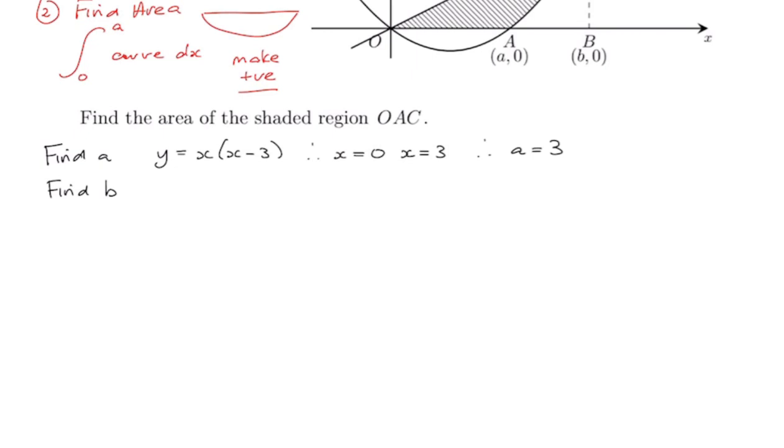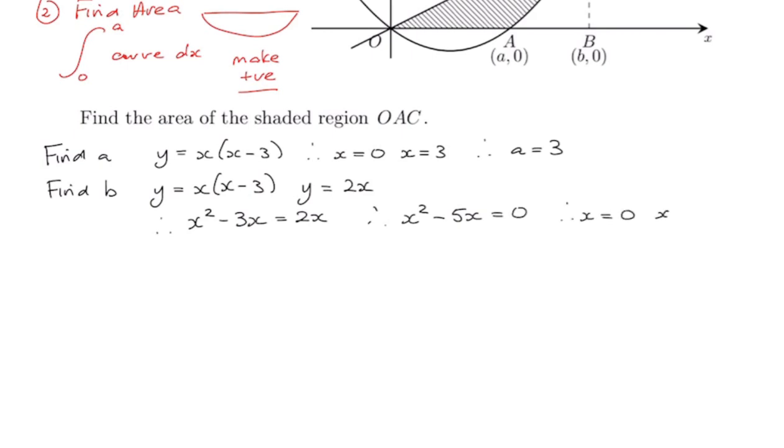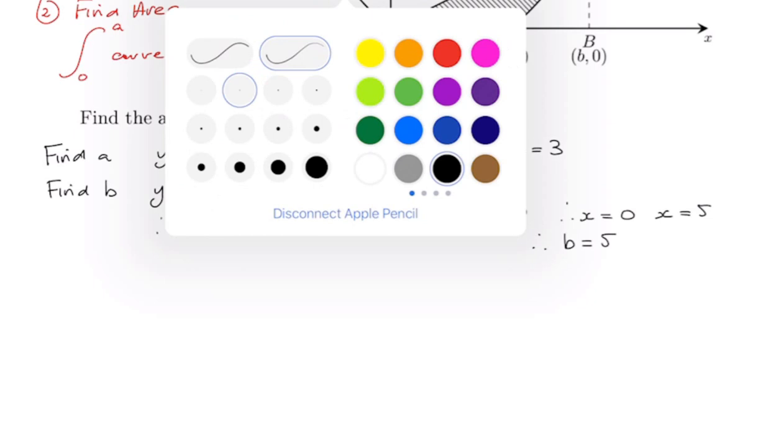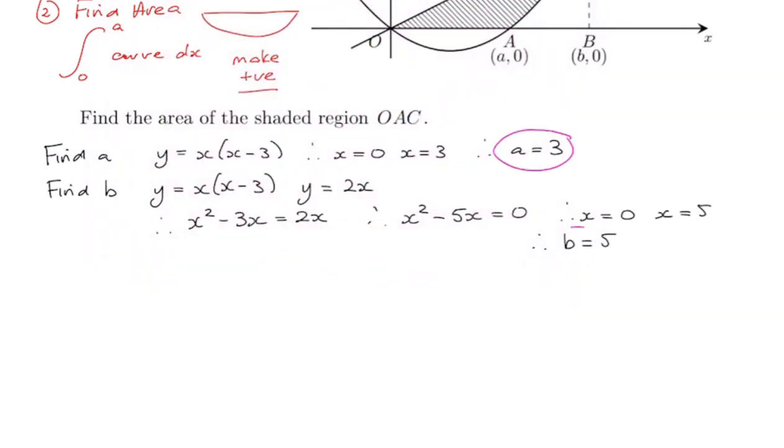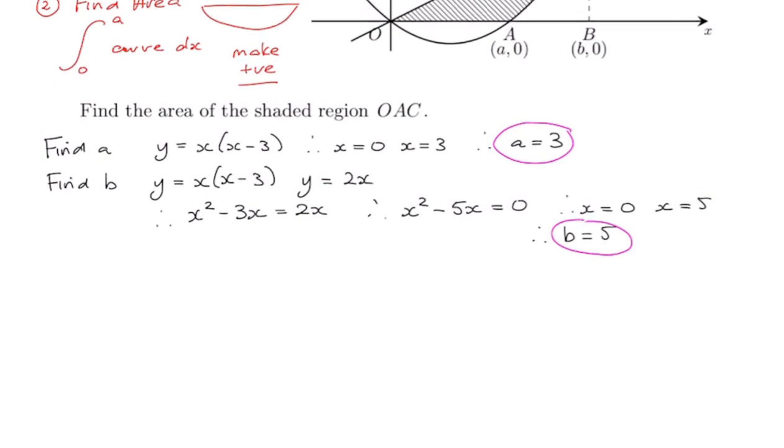And again, same thing. That is where y equals x(x minus 3) and y equals 2x cross each other. Therefore, x squared minus 3x equals 2x. That leads to x squared minus 5x equals 0. If you solve that, x equals 0, x equals 5, therefore B must be 5. So you can see that A is 3 and B is 5, and we need those.